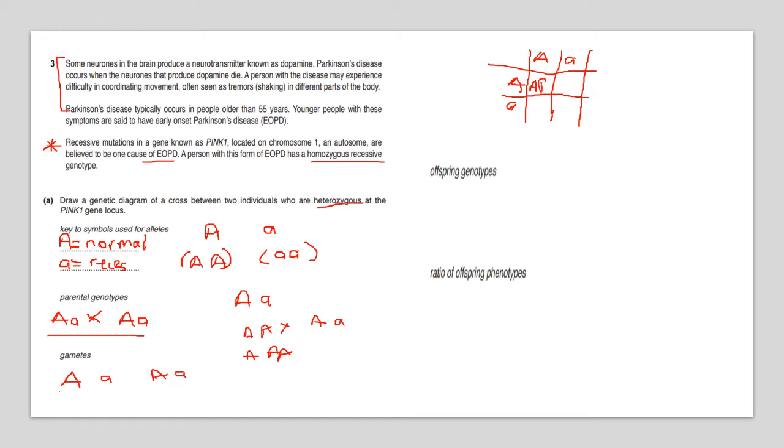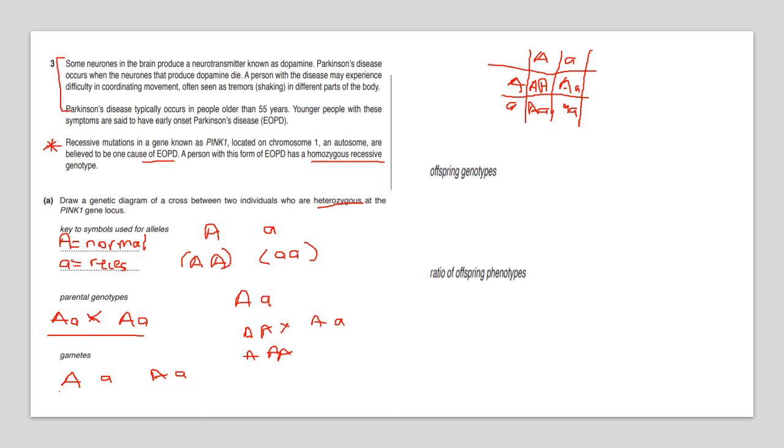So this is big A, because we're crossing that with that. And then when we cross these two, we're going to have big A, small a. And then for these two, we're going to have big A, small a again. And over here, we're going to have small a, small a. All right. So we have 1 homozygous dominant, we have 2 heterozygous, and we have 1 homozygous recessive. Those are the offspring genotypes.